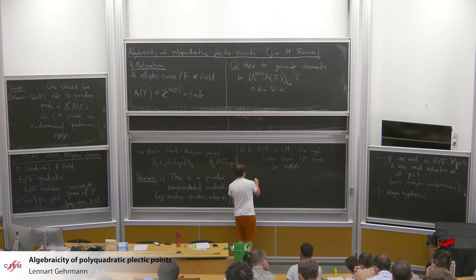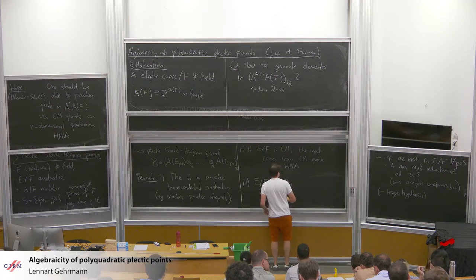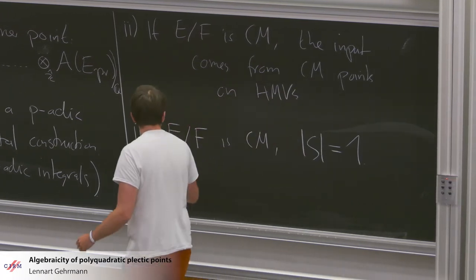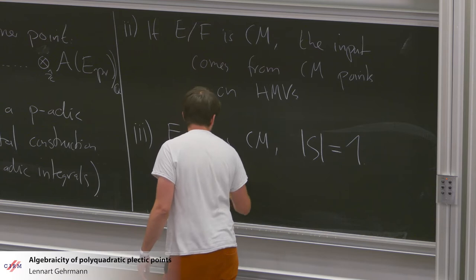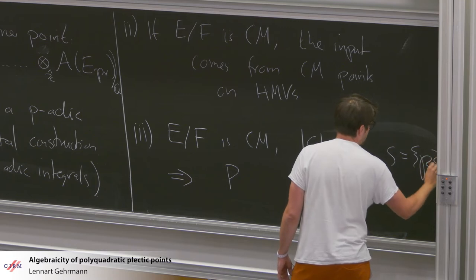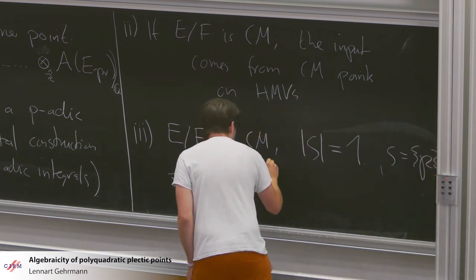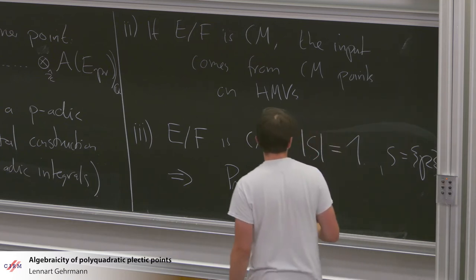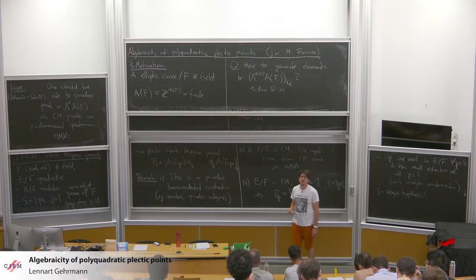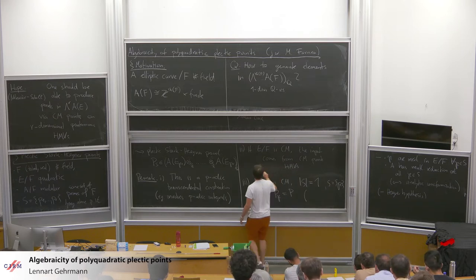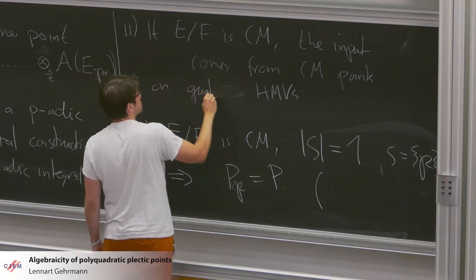And the last case, maybe: if E over F is CM and the size of S is equal to 1, then in this case S is just given by some prime p, so let's call this p. This P_S is just equal to the usual Heegner point. And this is always quaternionic.